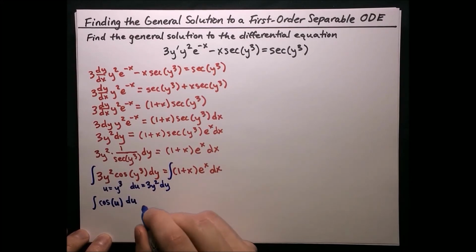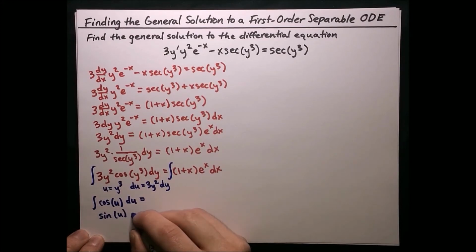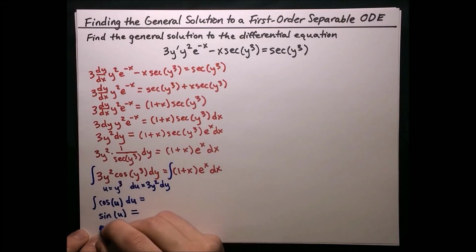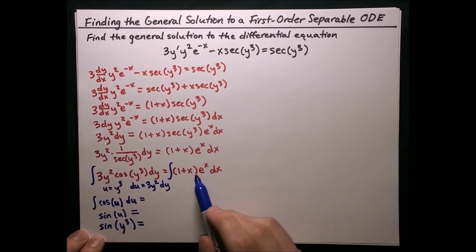And we can go ahead and compute that integral. Why don't we just do that? So integral of cos is just sine. So sine u. And then we'll just substitute in for u to put it back in terms of y. So that's just sine of y cubed. Alright, so now to tackle the other integral.